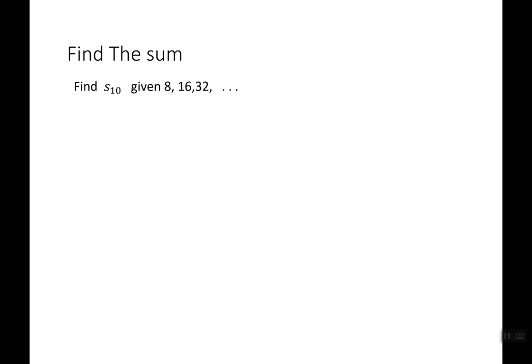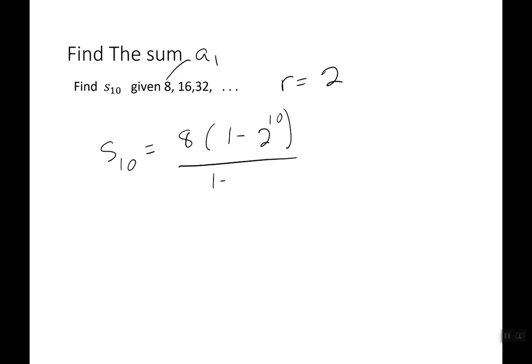Let's start here. Let's find S of 10, the sum of 10 terms of 8, 16, 32. What do I want to see? Well, first I have a1 is 8. I can see from 8 to 16, 16 to 32, my ratio is 2. So finding S10, we're going to have our first term 8 times 1 minus 2 to the 10th power, and then divided by 1 minus 2.